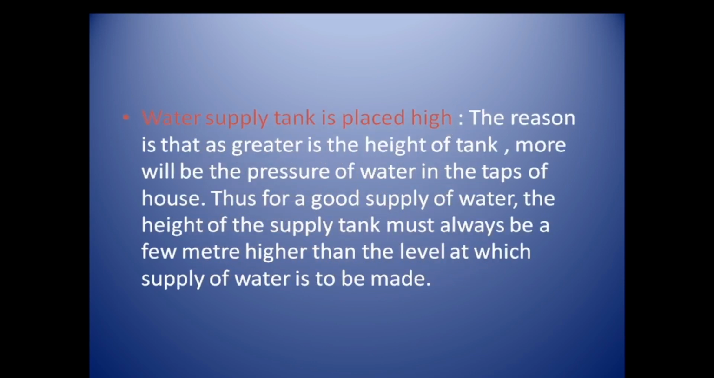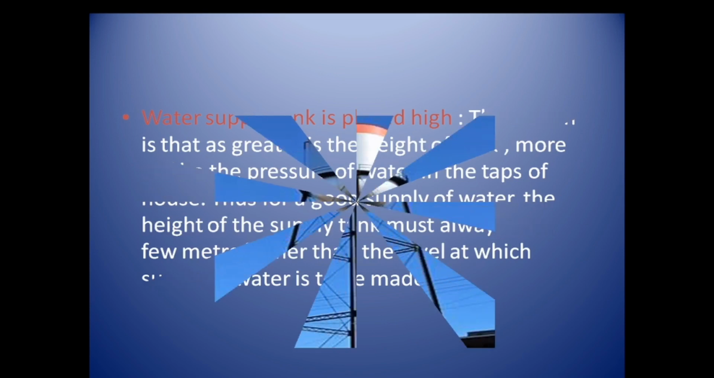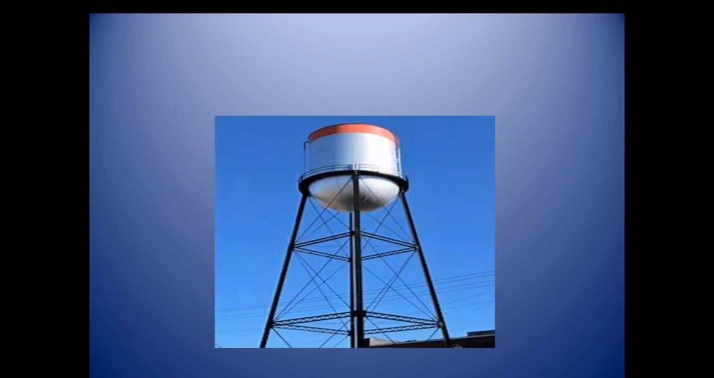Next is water supply tank is placed high. The reason is that the greater the height of the tank, the more will be the pressure of water in the taps of the house. Thus, for a good supply of water, the height of the supply tank must always be kept high. As it is clear from this diagram.